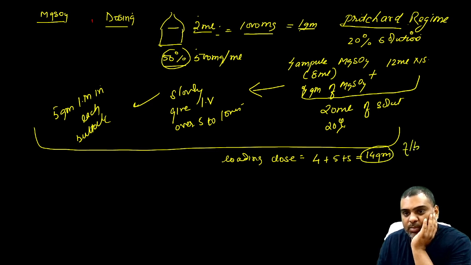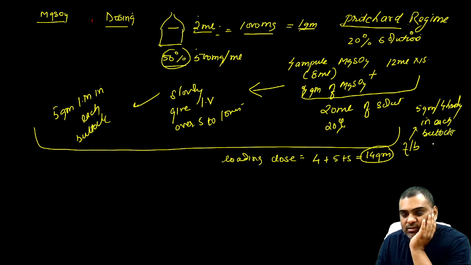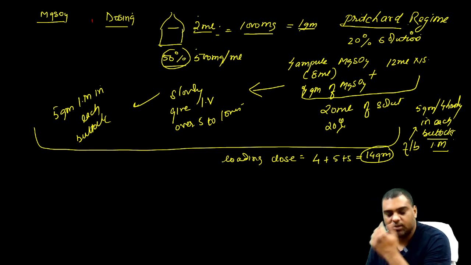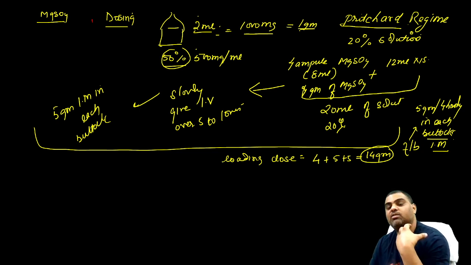And then followed by what will you give? 5 gram 4 hourly in each buttock IM. So initially you give 14 gram and then 5 gram intramuscularly every 4 hours. This regime is known as the Pritchard regime. So please understand what percentage we give and how much we give.